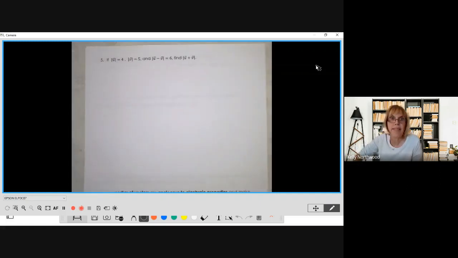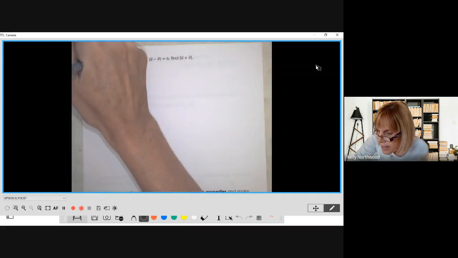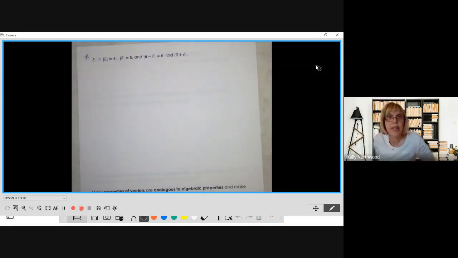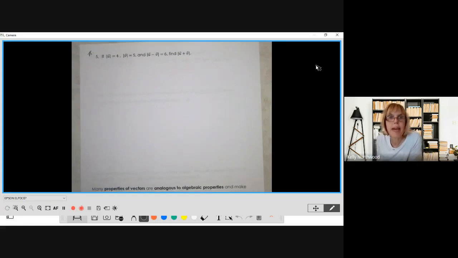All right, number 5. There is one like this on the assignment today. So if vector u has a magnitude of 4 and vector v has a magnitude of 5, and vector u minus v has a magnitude of 6, find the magnitude of vector u plus v. Any ideas how you would even start a question like this?